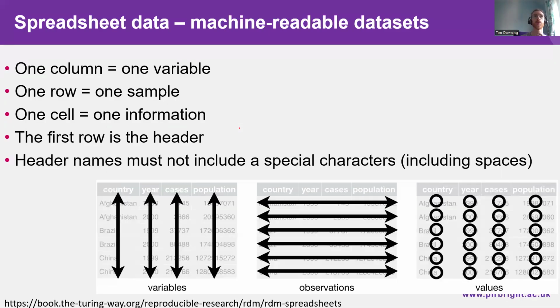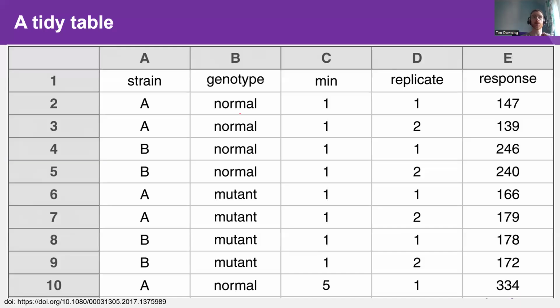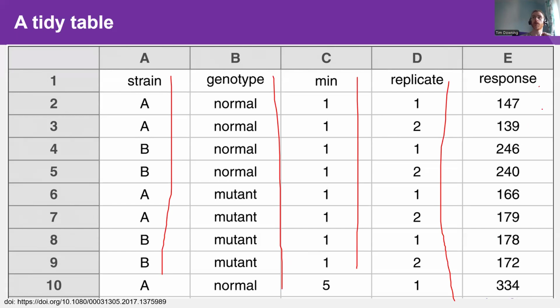So what we want to do is have one column is one variable, one row is one sample, one cell contains one piece of information. The first row is a header. In the same way, the first column contains information about the samples, and we have no special characters. So this means we can create tables that are tidy like this, where you have maybe the strain, then the genotype, normal and mutant, the minimum value you've recorded, the replicate that is present, and the response. So that's a tidy data format that's simple and easy to understand.